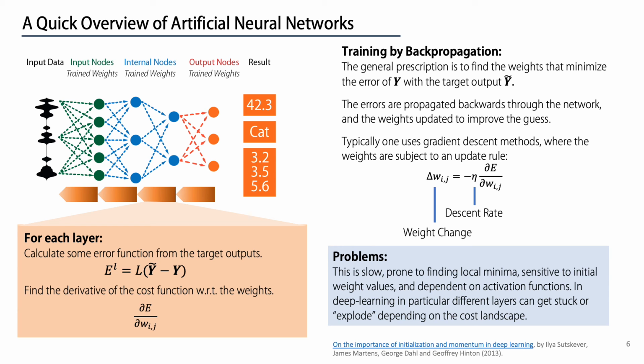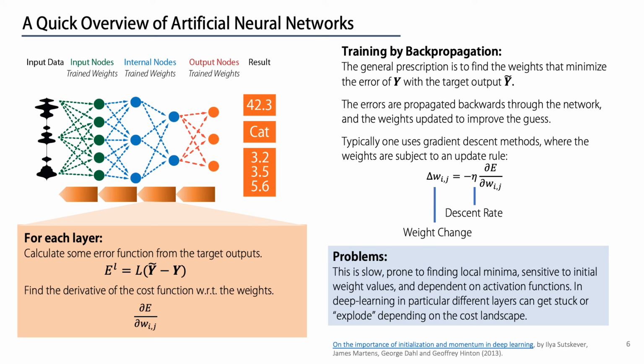Training an artificial neural network can actually be quite difficult and time-consuming, and it's done by a process known as backpropagation. The general idea is to find the weights that minimize the error of y, which is the actual output of the system, with the target output, y tilde. The errors are propagated backwards through the network, one layer at a time, and the weights are updated to improve the guess. Typically, one uses a gradient descent method, although there are alternatives, where the weights are subject to some sort of an update rule, which is shown on this equation here, where the weight change, delta w, is given by some descent rate times the derivative of an error function with respect to the individual weight.